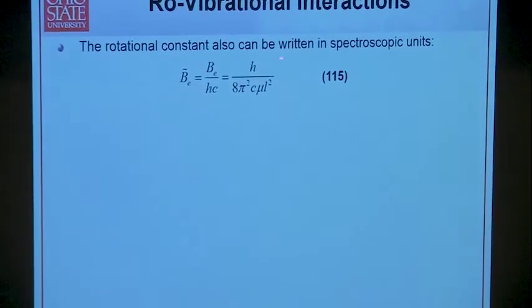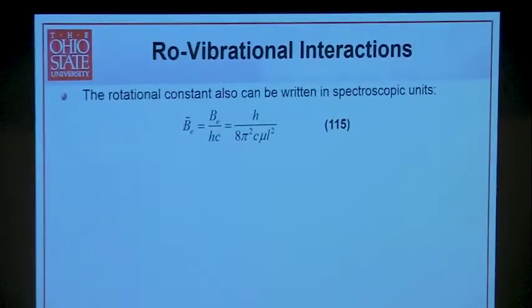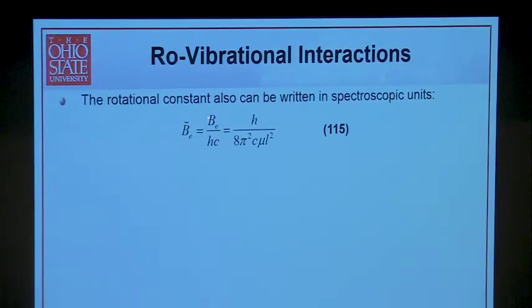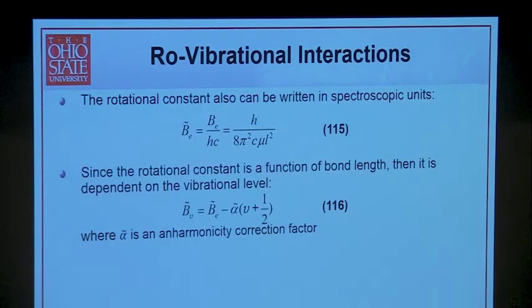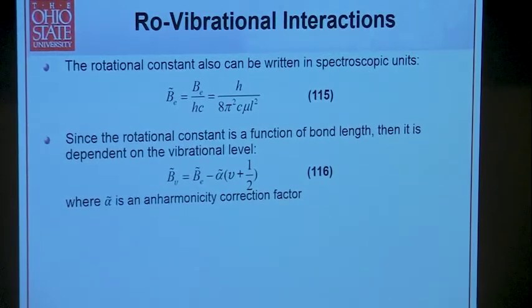And then the rotational constant can also be written in what's called spectroscopic units. This is always a little bit confusing. We can take our B_e, which is our rotational constant, and write it in this manner. That's just h over 8 pi squared c mu L squared. That's what's called spectroscopic units. Now, since our rotational constant is a function of bond length, as we saw in the previous equation, then our rotational constant has to be dependent on the vibrational level.